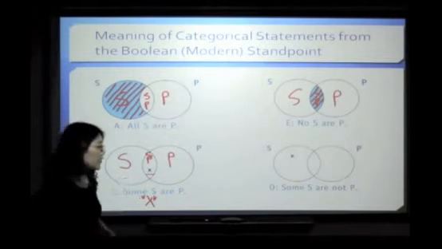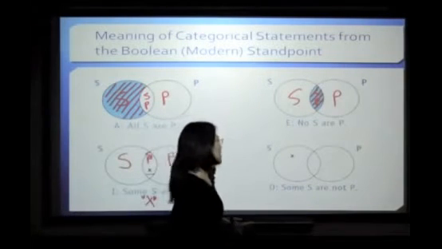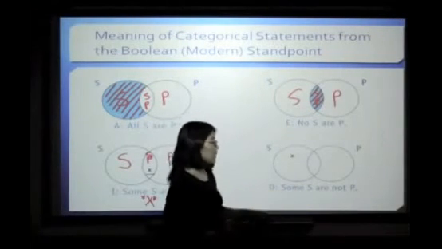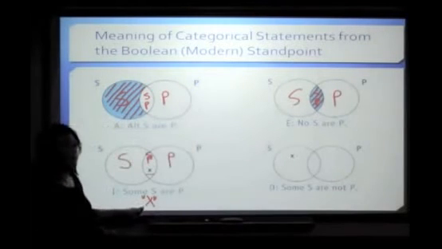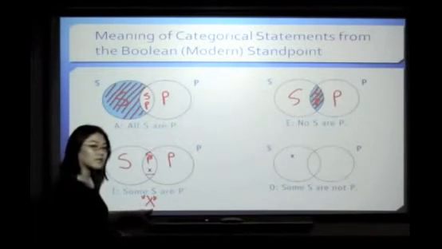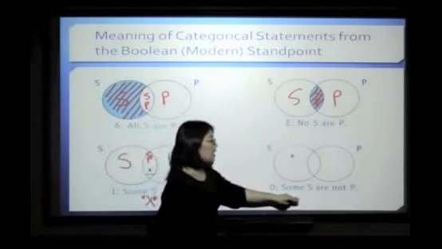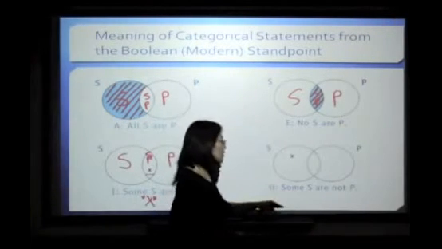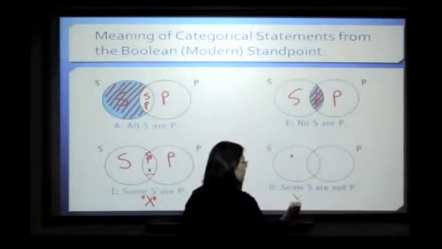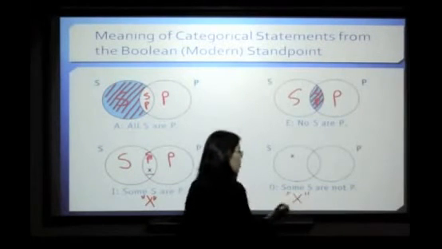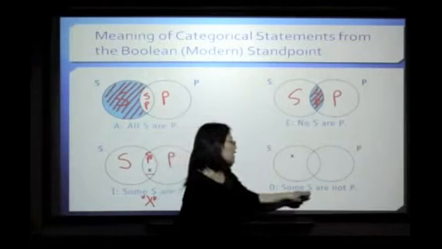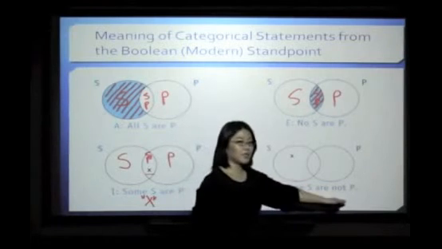Okay? Finally, we have an O-type statement here. And the O-type statement, like the I-type statement, is a particular statement and has existential import. So it says that some S are not P. So it says that at least one thing exists, which we're going to represent again with an X. Okay? That is an S, but not a P.